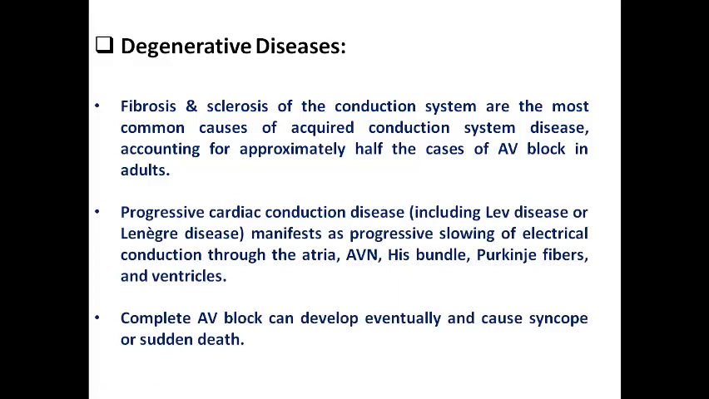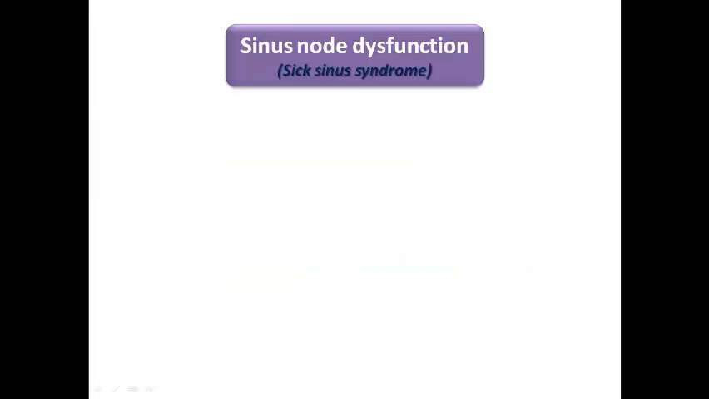And progressive cardiac conduction defect, like for example Lev disease or Lenègre disease, manifests as progressive slowing of the electrical conductive system through the atria, AV node, His bundle, Purkinje, and ventricles, and eventually it may lead to complete AV block that may manifest as syncope, and in some cases, if neglected, may lead to sudden death.